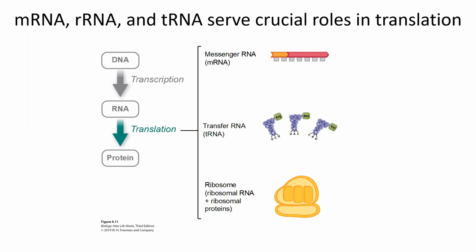rRNA stands for ribosomal RNA, and this is important because ribosomes are the site of translation. So without some ribosomal RNA, you would not have those ribosomes. And tRNA stands for transfer RNA. This RNA is responsible for bringing or transferring those different amino acids, right?